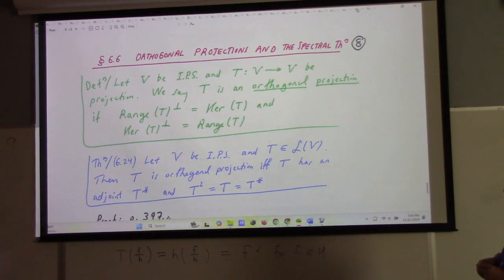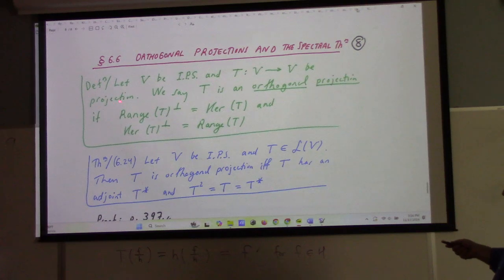So there's the concept of an orthogonal projection. If you have a linear transformation from a vector space to itself, T, to be a projection, what does that mean? That means that T squared is equal to T, I believe, was our previous definition of projection. Well, T is an orthogonal projection if the perp to the range is the kernel and the perp to the kernel is the range. And so here's the theorem that characterizes these.